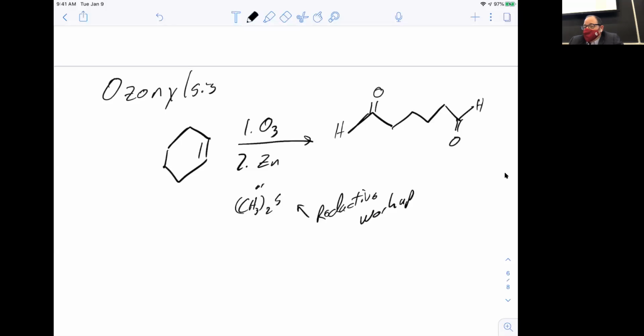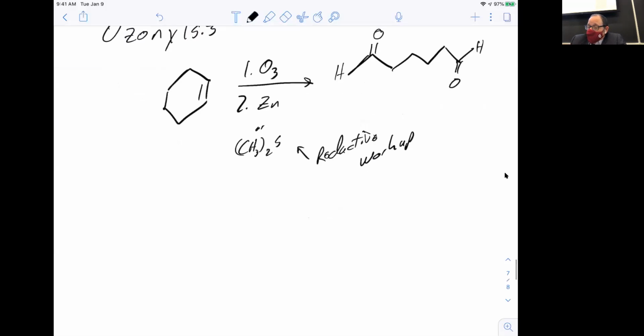Okay, so for ozonolysis, the first thing we do is add ozone, and then we add a second step. We can add a reductive workup, or we can add an oxidative workup. In most cases, the reductive workup is the one you're going to see. In some of the older texts, they show the oxidative workup. We don't do that as much anymore, mainly because it gives you difficult products to work with.